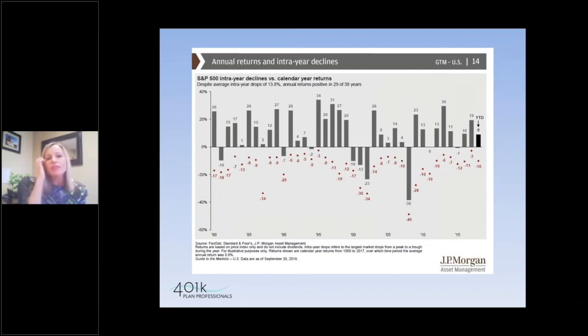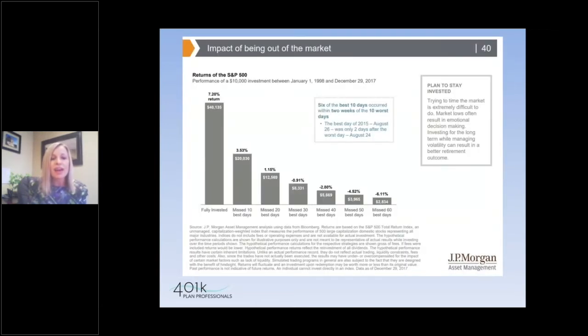If we look back over the last 38 years of the S&P 500, despite intra-year declines in the market, which average over a 13% loss, 29 out of the last 38 years ended with positive performance for the year. I love this slide too. Plan to stay invested. Like I said, trying to time the market is extremely difficult. Market lows often result in emotional decision making. Investing for the long term while managing volatility can result in a confident retirement outcome.